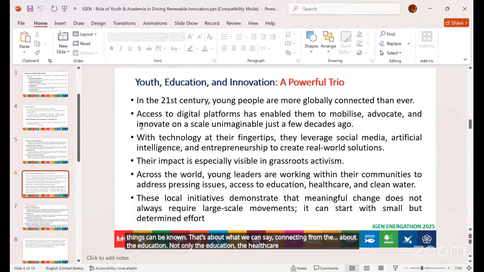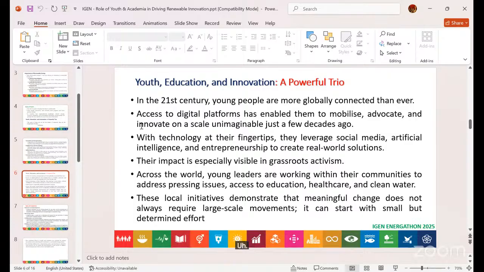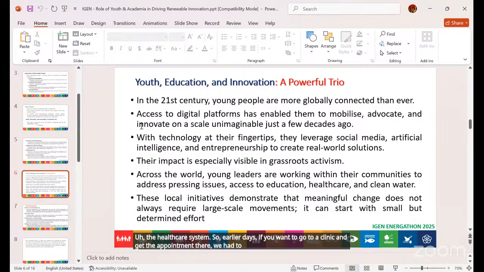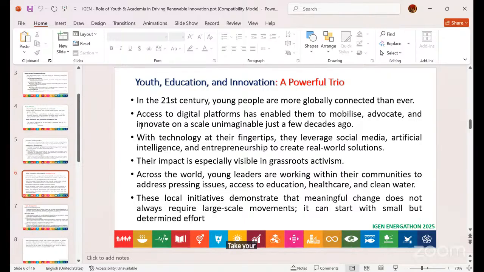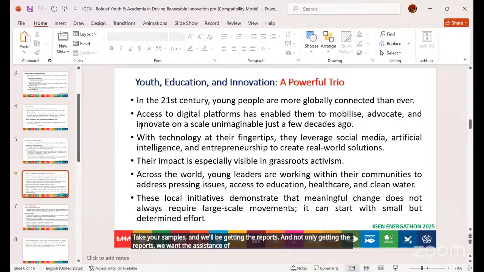Nowadays, if you see the healthcare systems, earlier if you wanted to go to a clinic and get an appointment, you had to get the reports first. But nowadays, in the mobile app, some doctors say, I'm not promoting it, that they will come to your doorstep, take your samples, and get the reports. Not only the reports, if you want the assistance of a doctor, you can connect with the doctor. If you want assistance with nutrition, you can connect with them. That's the part about healthcare.